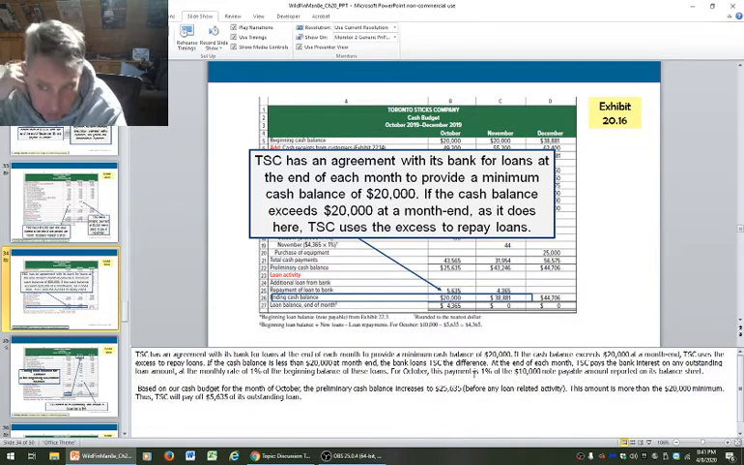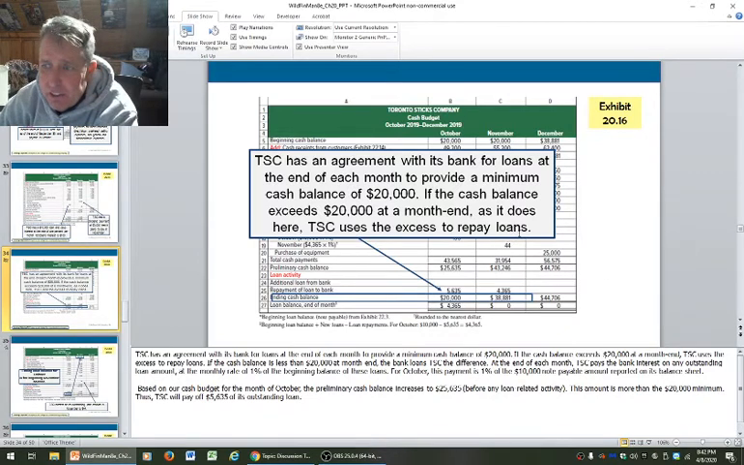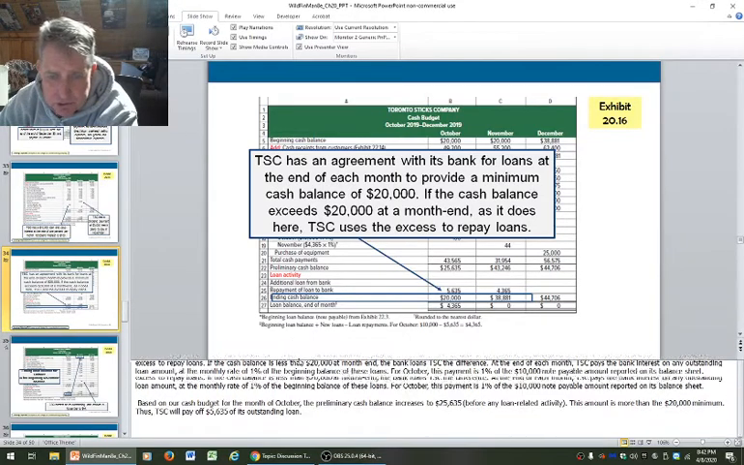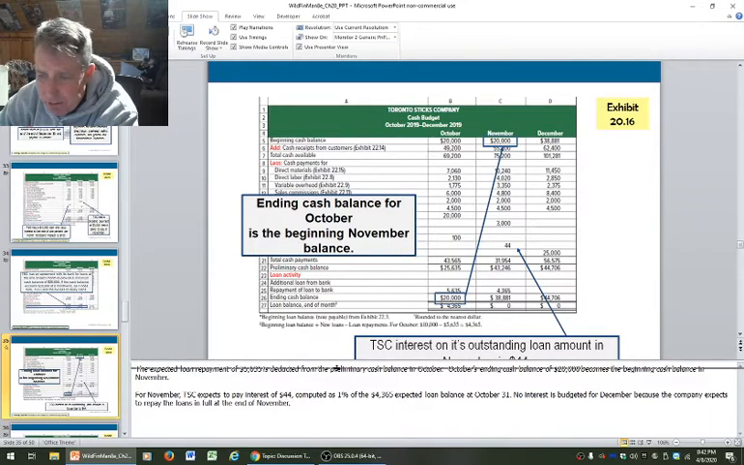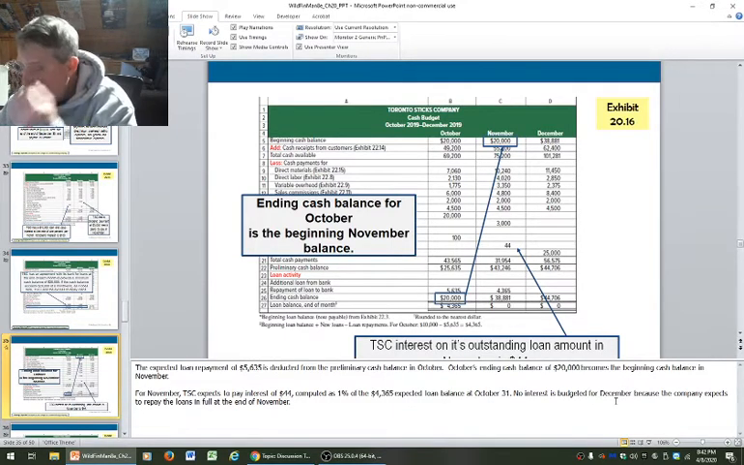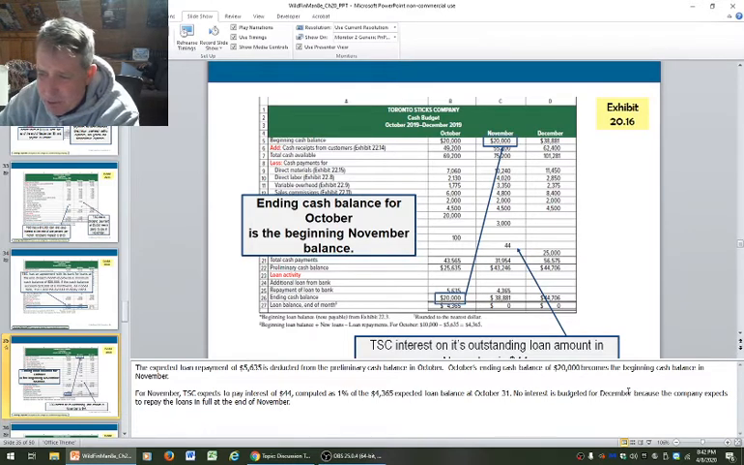They have an agreement for loans at the end of each month to provide a minimum cash balance of 20 grand. They want to have 20 grand in the bank at all times. That's their prudent reserve. So if the cash balance exceeds 20,000, as it does here, they use it to repay loans. Of course, you would always reduce your loan payments because you're paying interest. So the expected loan repayment of 5,635 is deducted from the preliminary cash balance in October. So that means October's ending cash balance of 20 grand becomes beginning cash balance in November, right?